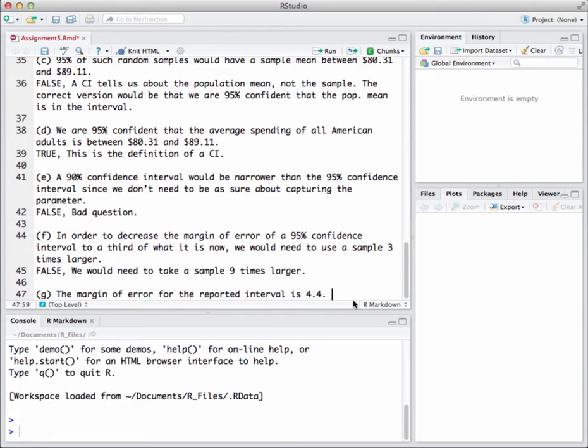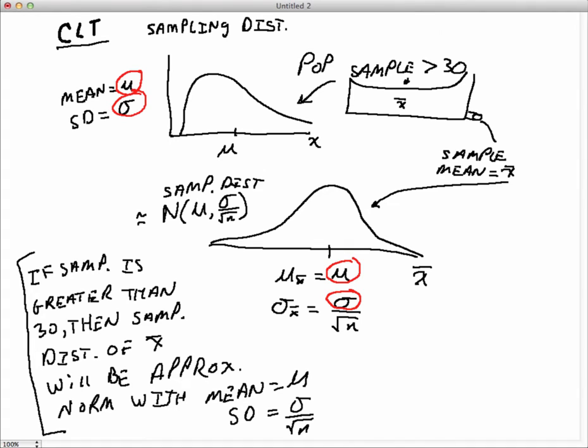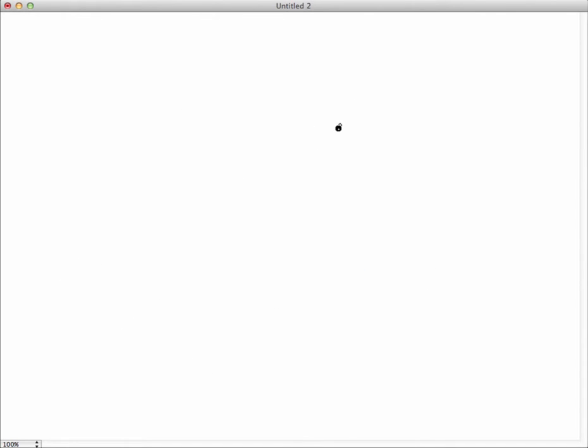Okay, last but not least, the margin of error for the reported interval is 4.4. All right, let's go ahead and work that one together on the whiteboard. It turns out that one's true, but I think to see that it would be handy to have gone through it on the whiteboard. So let's go ahead and get ourselves a clean whiteboard here. I thought I had several built, but I guess I only got one.